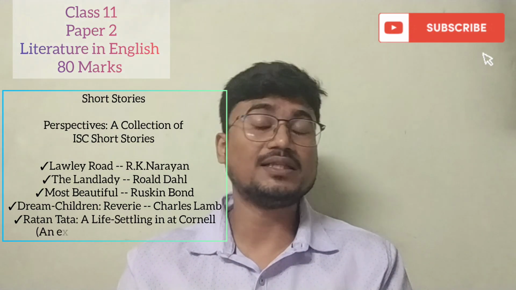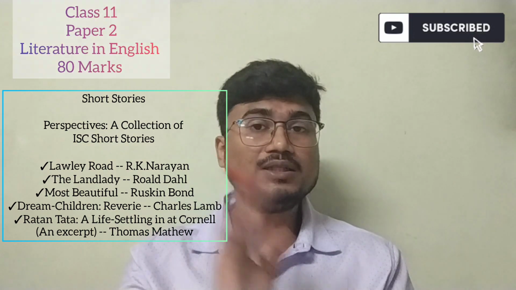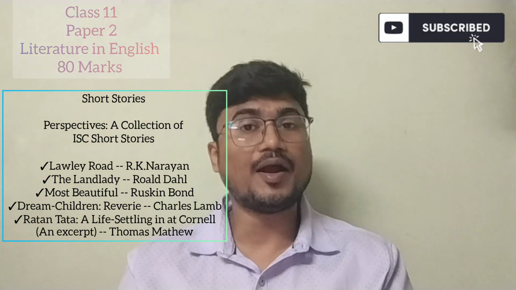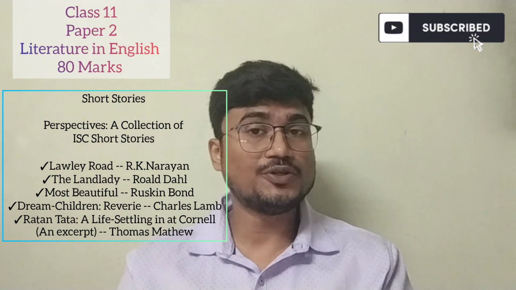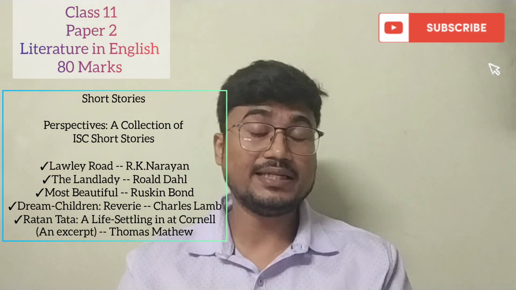Now after that you have something called short stories, and the name of the book is Perspectives, a collection of ISC short stories. Here you have 5 short stories. What are they? You have Lolly Road by R.K. Narayan, The Landlady by Roald Dahl, Most Beautiful by Ruskin Bond, Dream Children: A Reverie by Charles Lamb, and Ratan Tata: A Life, Settling In at Cornell, an excerpt by Thomas Matthew. This is class 11 I'm talking about, 5 short stories.